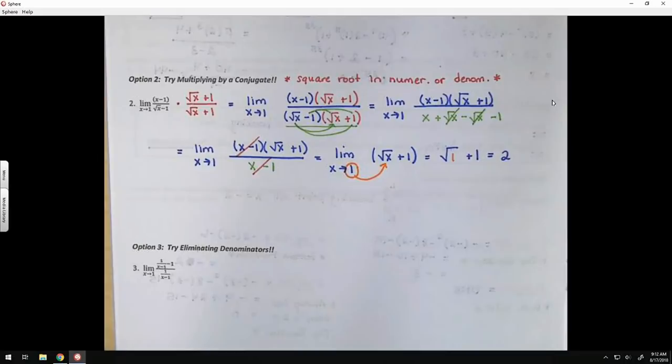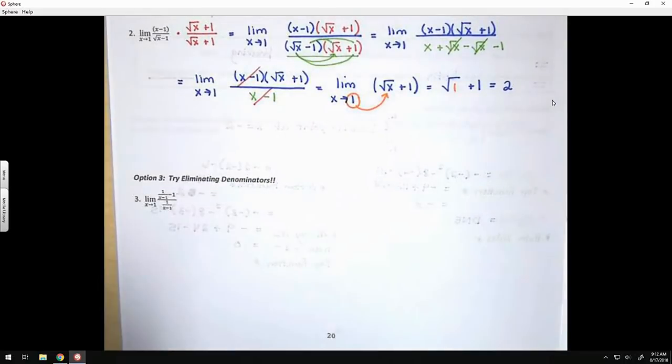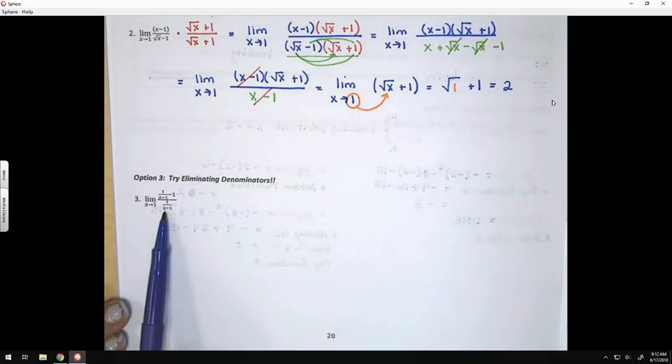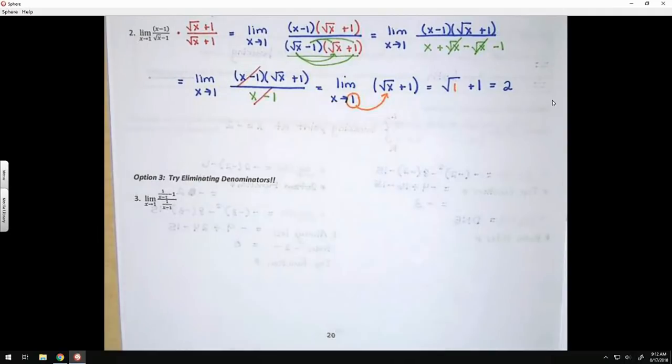Lastly, and this is our last option, is to try to eliminate the denominators in your problem. So I'm noticing right now that there's nothing I can factor. There's nothing that it makes sense to multiply by a conjugate. And when I try plugging in the number 1, I'm going to get a 0 in this denominator, which is within the denominator, and I'm going to get a 0 in this denominator, which is within the numerator. So when this happens, what we're going to do is just try to get rid of denominators, because denominators and fractions can sometimes make things a little bit more complicated than they need to be.